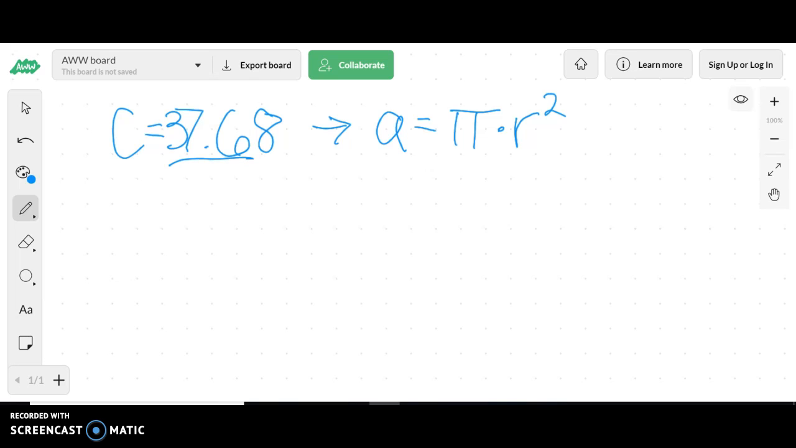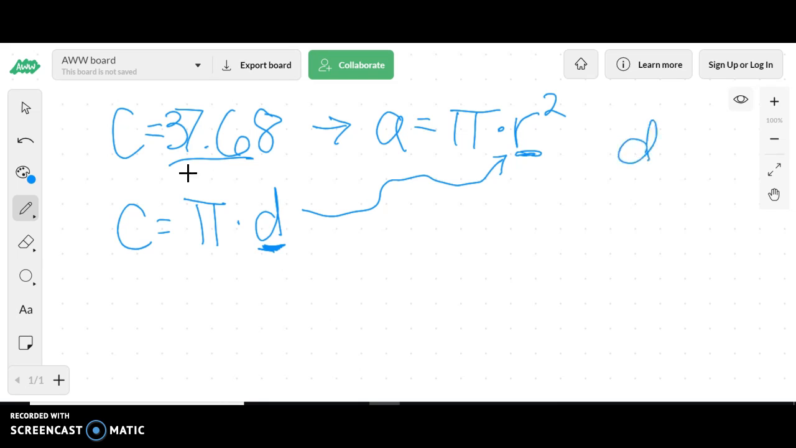I have the circumference. So I have to somehow find the radius so I can multiply it by itself and then multiply it times pi. I'll take pi times radius squared, but all I have is this number here, the circumference. So remember, circumference, let's use our formula. Circumference equals pi times the diameter. So if I can figure out the diameter, I can find the radius, because I know if I take a diameter and I divide it by 2, in half, I'm going to get my radius.